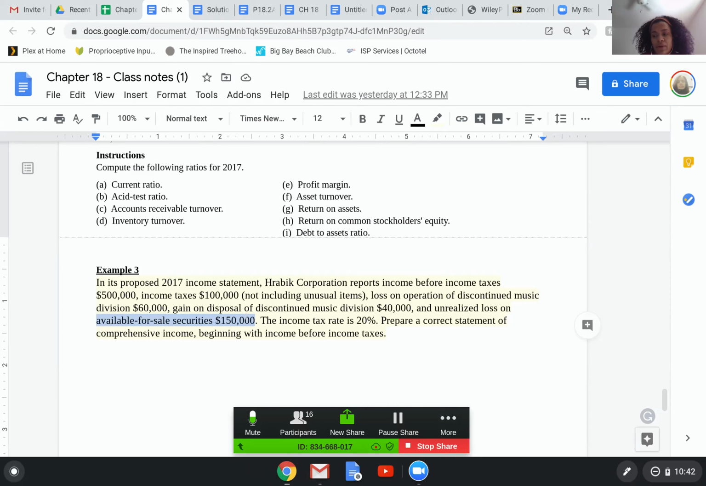And that's what I was talking about when I said there are some items that relate to shareholders' equity alone, and we have to show them so that people can understand that this gain or loss went to equity and did not come into the income statement at all. The income tax rate is 20%. We could have guessed that from this relationship over here. Prepare a correct statement of comprehensive income, beginning with income before income taxes.